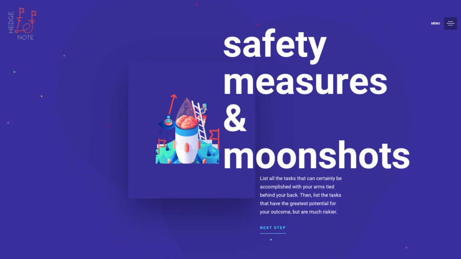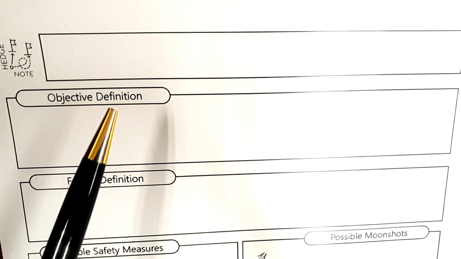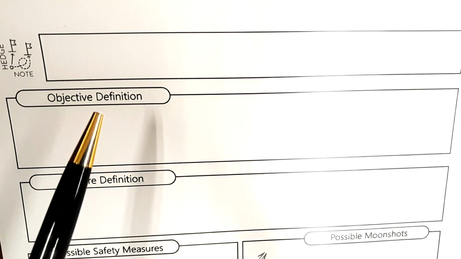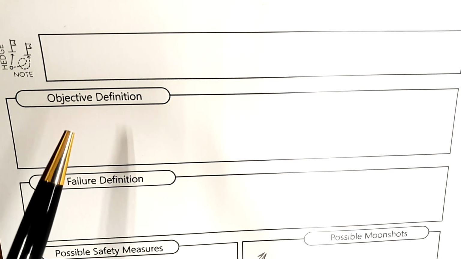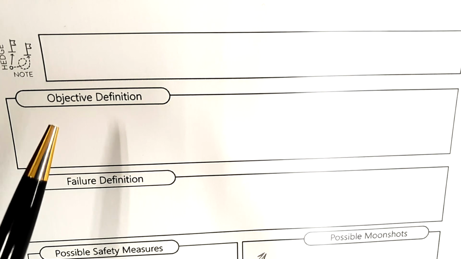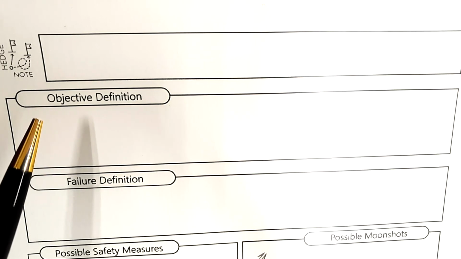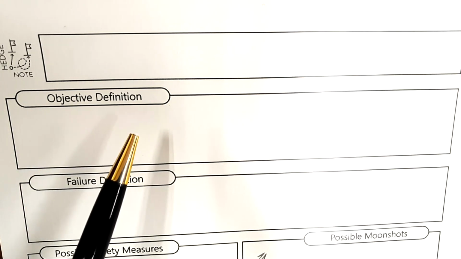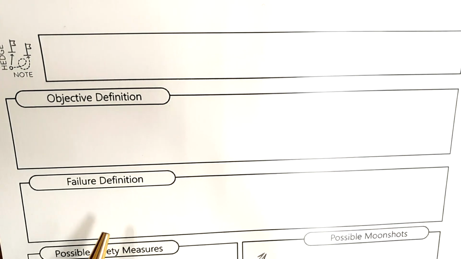So the first thing you really do with HedgeNote is you define your objective. So this is anything, right? Like this is what I want to do. So right at the top, you kind of say, this is what I want to do. So for example, I might say, I would like to get a 20% return on my investment in the next 3 days. Okay. Failure definition.